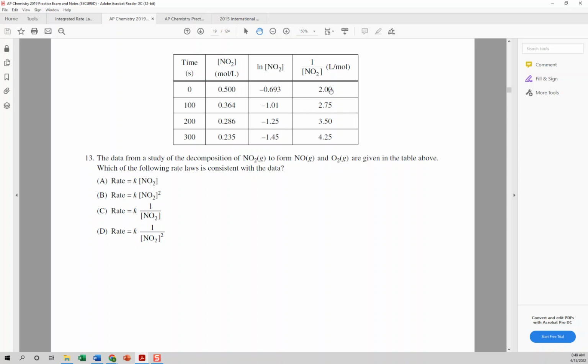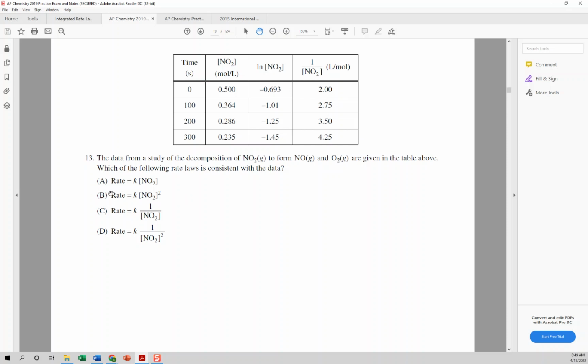But if we look here, as we go from 0 to 100, we gain 0.75, 2 to 2.75. And as we go from 100 to 200, we gain another 0.75. We go from 2.75 to 3.50. And then as we go from 200 to 300, we go from 3.5 to 4.25. That's another gain of 0.75. So this is increasing at a constant rate, at the same constant intervals. So we know that this graph, if I graph natural log, 1 over the concentration versus time, that's going to give me a straight line. That means it's second order, so I know my answer is B.